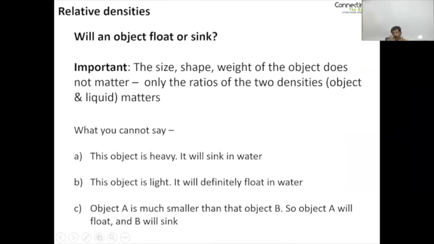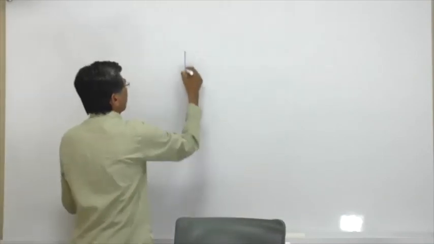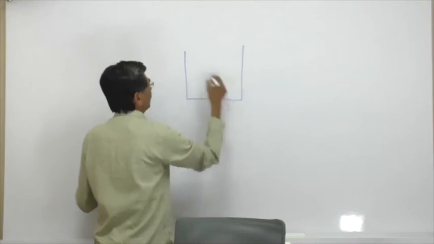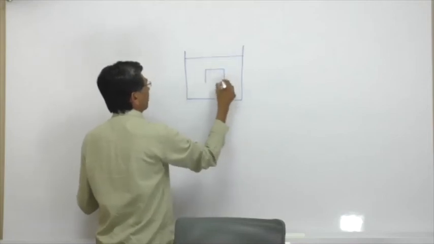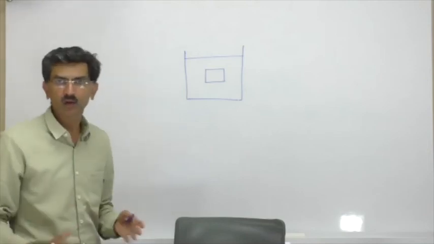Now there are some very common misconceptions that I would like to clear. When you talk about whether an object will float or sink, how do you decide that? Remember, the size, shape, weight of the object do not matter. What matters is the density of the object and density of the liquid. Let us understand this in some detail. If we have an object, this object is immersed in a tank of liquid.